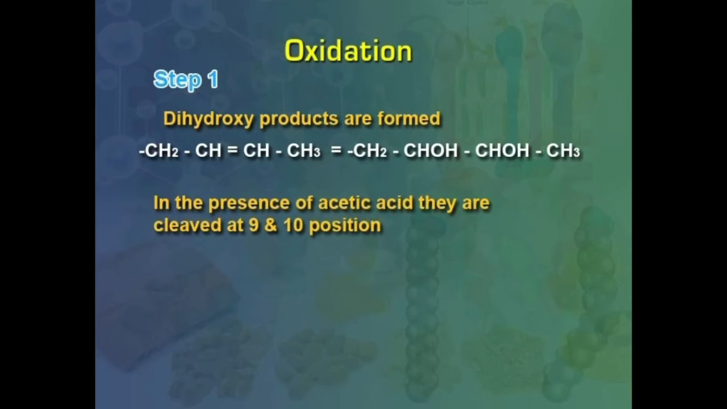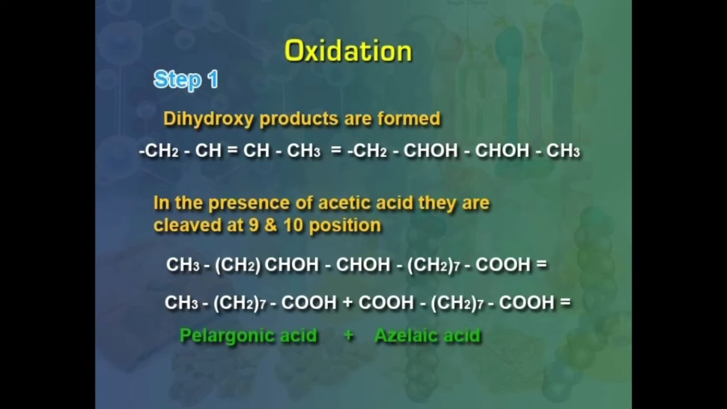Oxidation is a reaction of unsaturated fatty acids, which are readily oxidized at low temperatures. Saturated fatty acids are more stable. In the first step, dihydroxy products are formed, where in the presence of acetic acid, they are cleaved at the 9th and 10th position of the double bond. You get different types of acids like pelargonic acid, azelaic acid, etc.